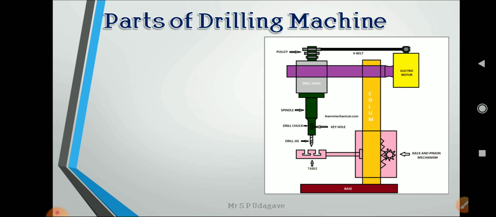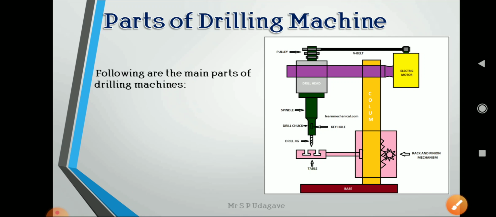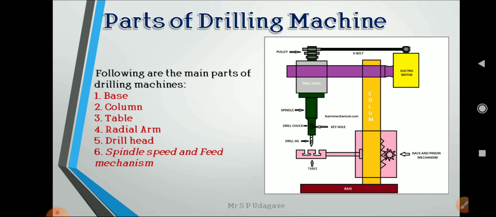Now we can see the main parts of the drilling machine. The figure shows the radial drilling machine and its main parts. We can see the different parts as below: first the base, second the column, table, radial arm, drill head, spindle speed and feed mechanism.